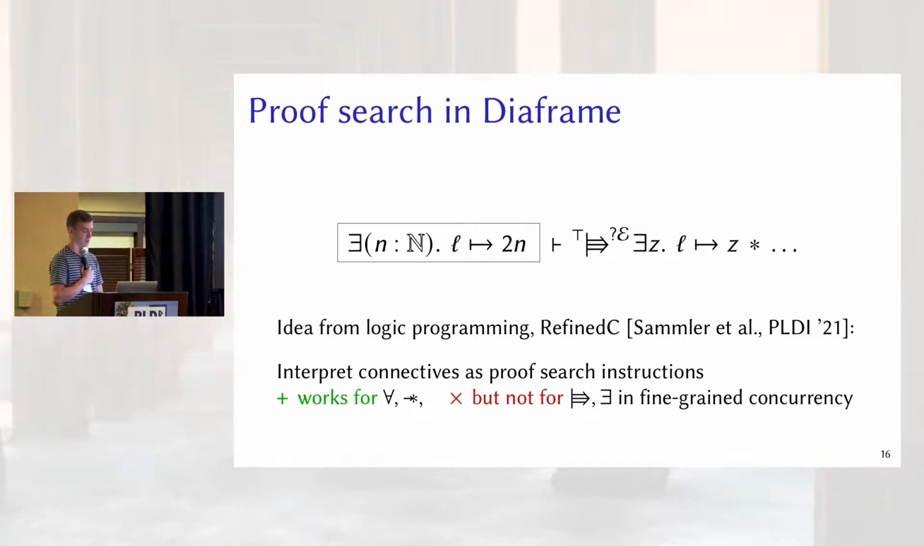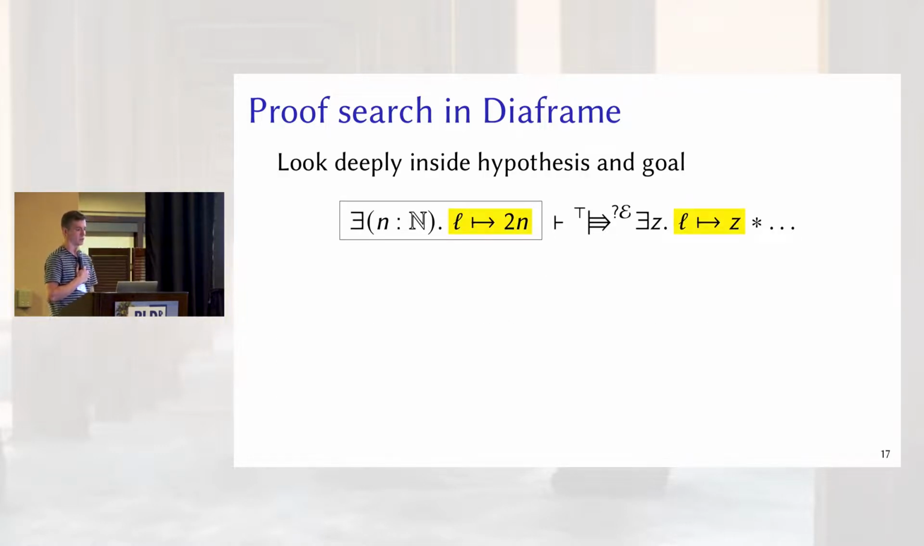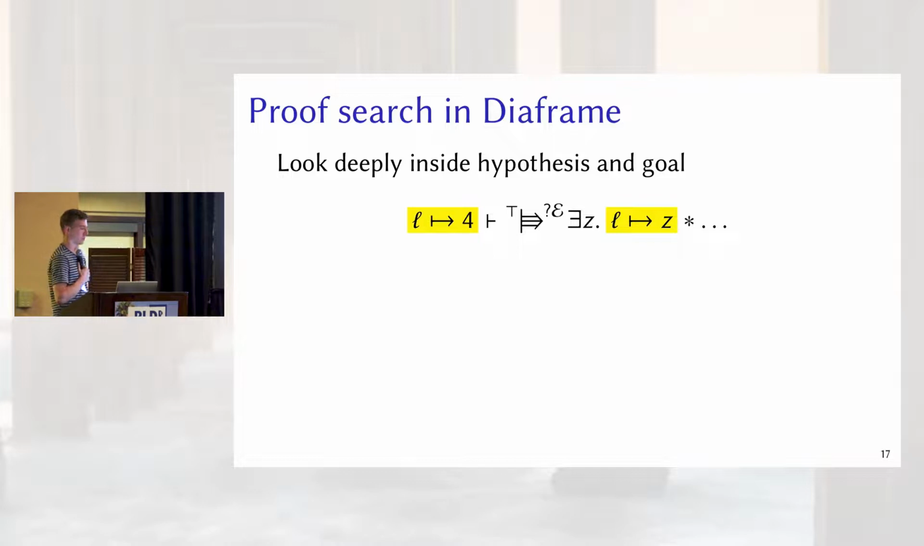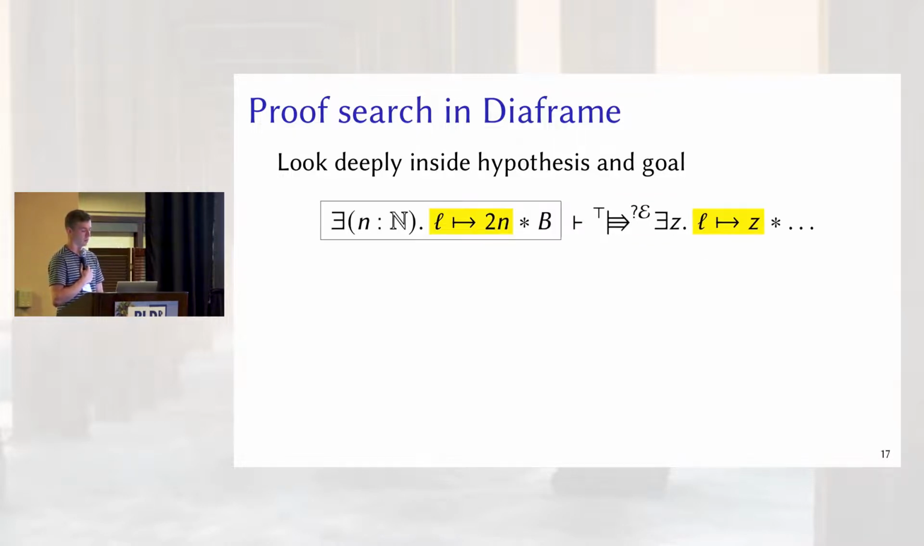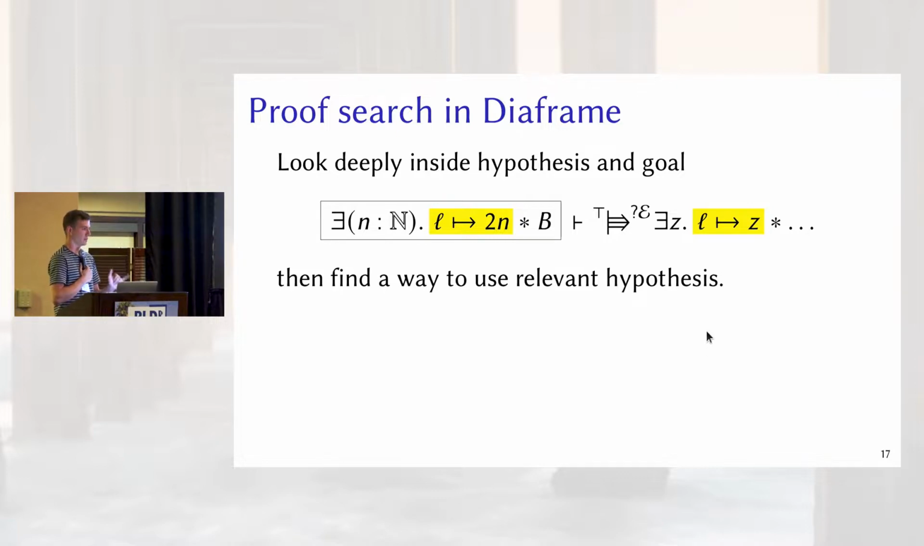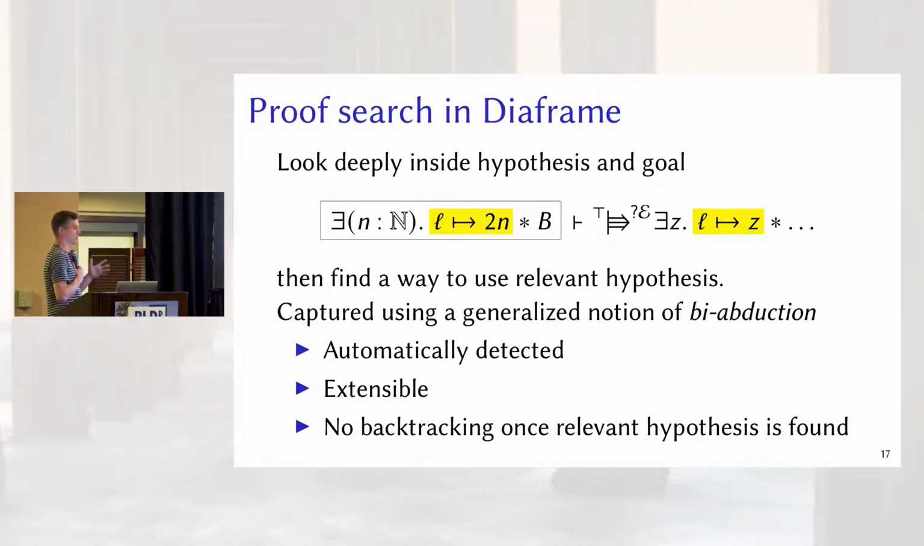The basic idea here is that we look deeply inside the hypotheses and the goals we have. So we look inside the invariants beneath the existentials on both sides and find the maps to. And this works for this case, but it also works for the case where we directly have the maps to in our context, or if we have the maps to with some other resource B. As soon as we find this match, we find a way to use the relevant hypothesis, and we can capture this using a generalized notion of bi-abduction. So all these cases are automatically detected. Additionally, you can extend when you think two things are relevant to each other. And also important, once we find any hypothesis which seems relevant, we will try to use it and never backtrack on this choice.